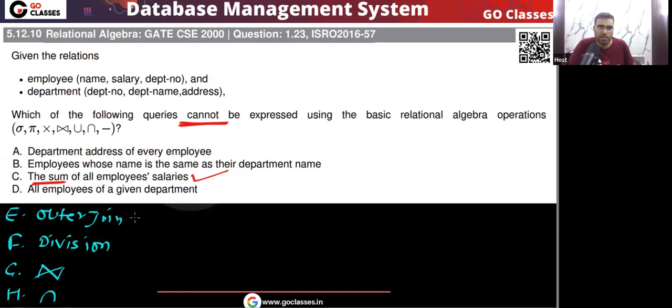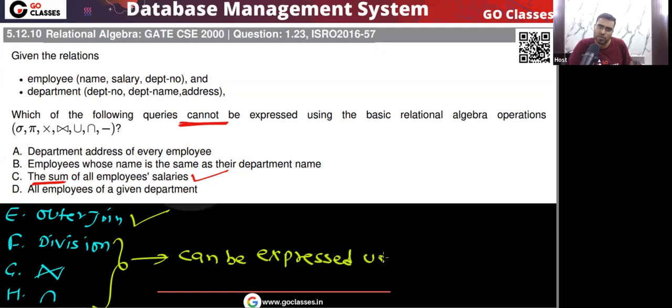Now you can see that this outer join, this also we cannot express. So now the answer will be option C comma E. Option C comma E. That's it. Remember, these can be expressed using basic relational algebra. So here the answer will be option C comma E.